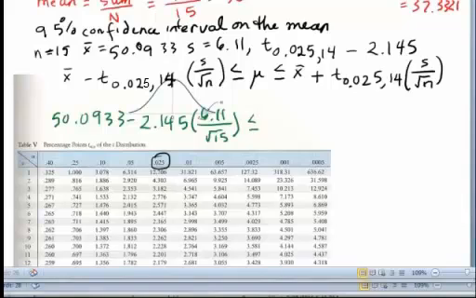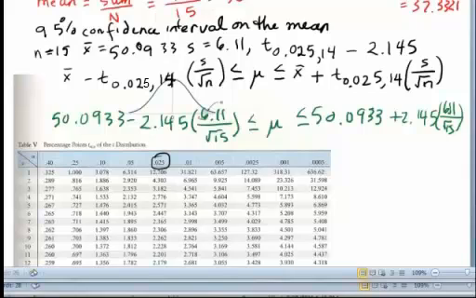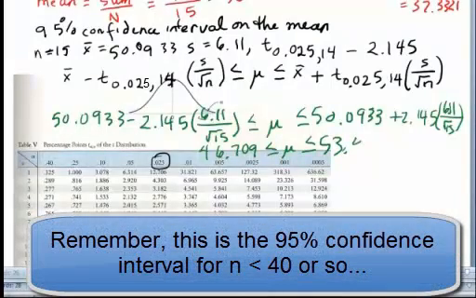It's less than or equal to mu. It's less than or equal to 50.0933 plus 2.145 times 6.11 over square root of 15, and that simplifies down to 46.709 is less than or equal to mu is less than or equal to 53.477, and that is our 95% confidence interval.